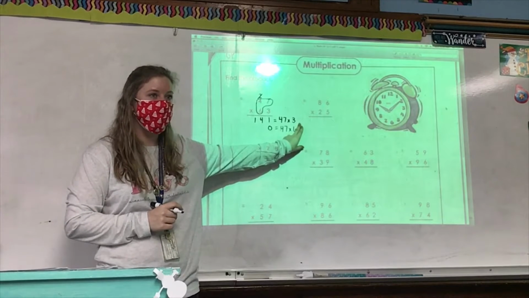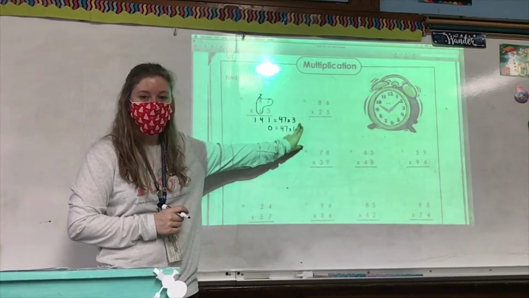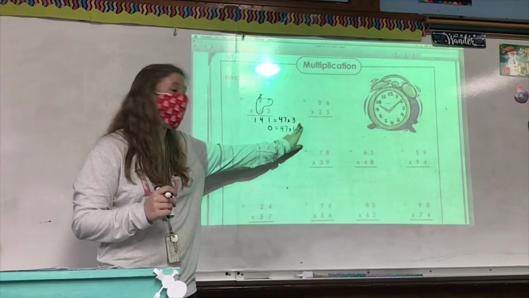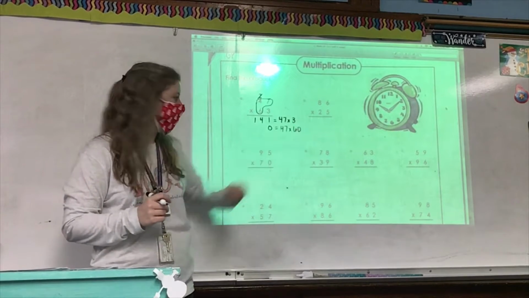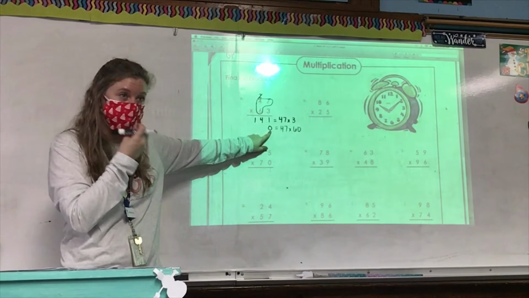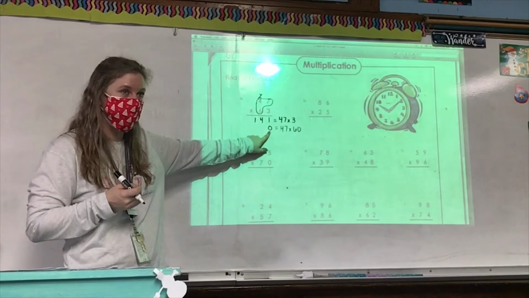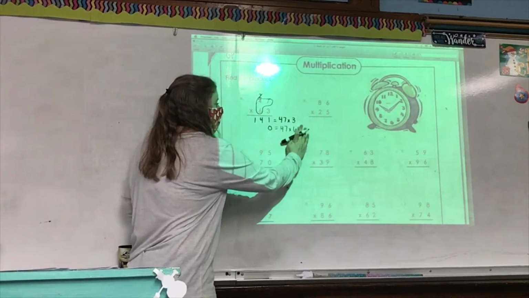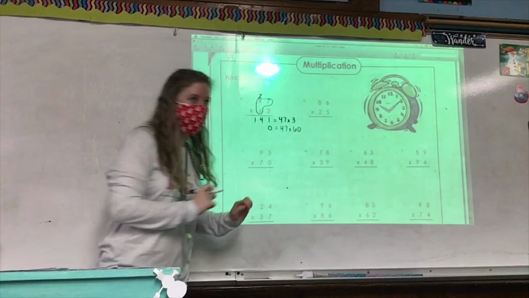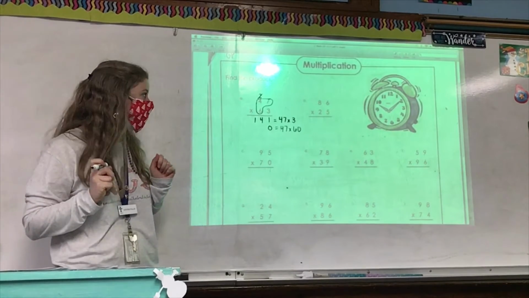So now I've dealt with that 0 and I covered it up. What problem do I have left to solve? Class? 47 times 6. But first, I have to put that 0 in the ones place. Before I can think of it as 47 times 6, I have to put that 0. Basically, I'm making the zeros cancel each other out. There's a 0 on one side, there must be one on the other side.